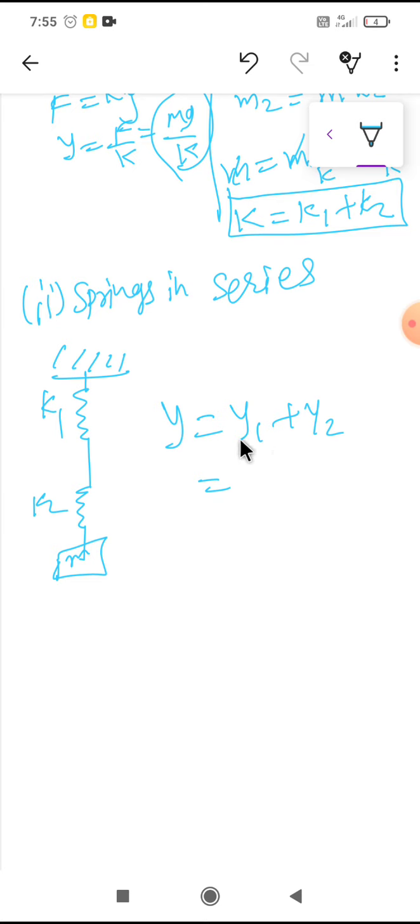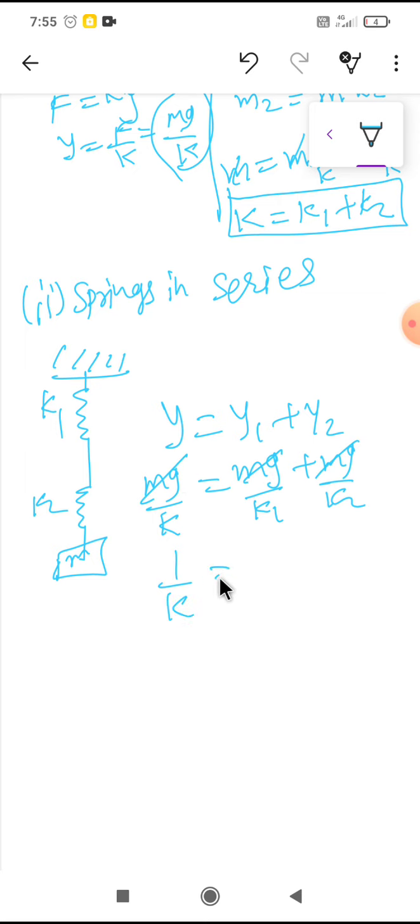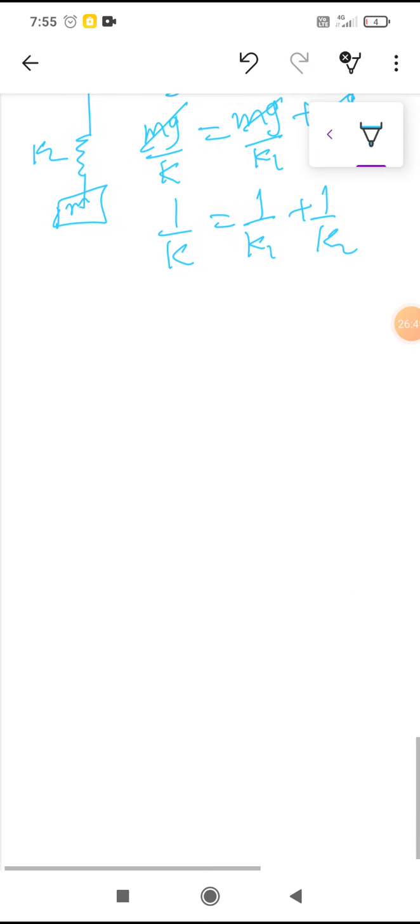So let's write mg by k1 plus mg by k2. Suppose the equivalent spring stiffness is k, so it will be mg by k. So mg gets cancelled, and we get 1 upon k is equal to 1 upon k1 plus 1 upon k2. So we'll just see one example based on this, which was asked in an exam.